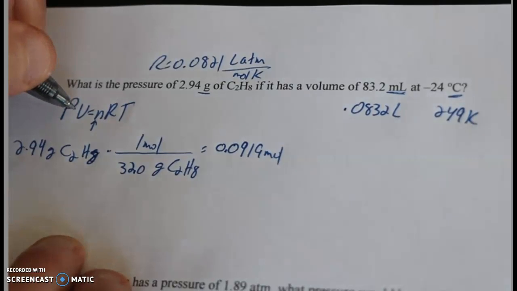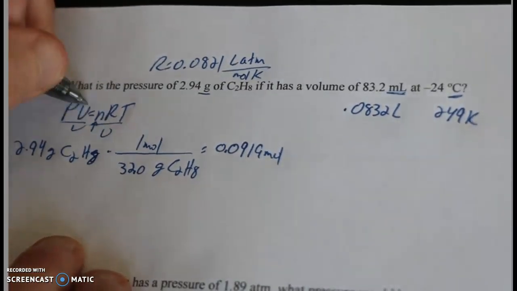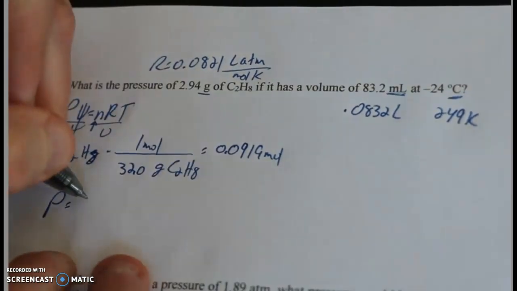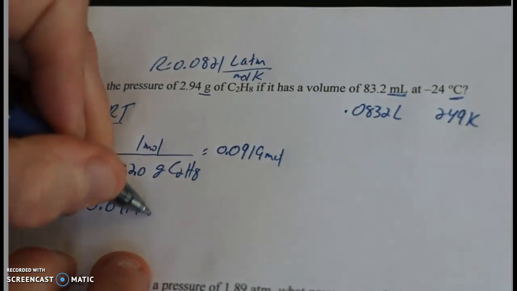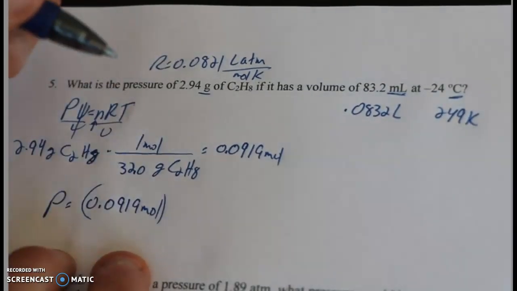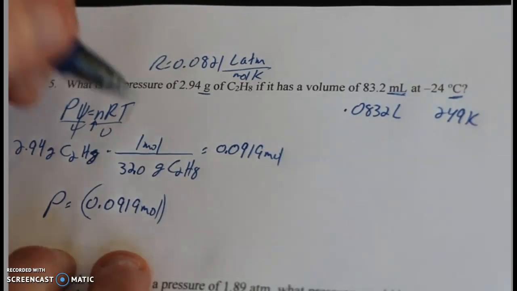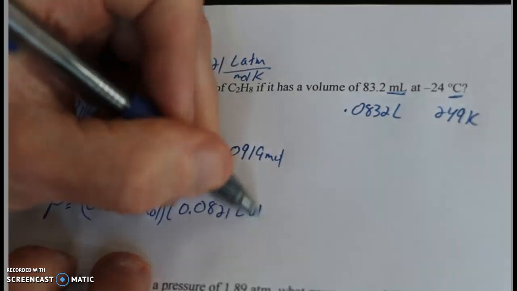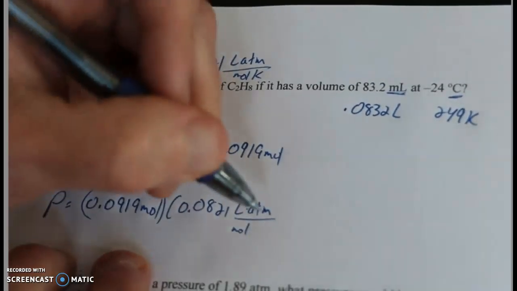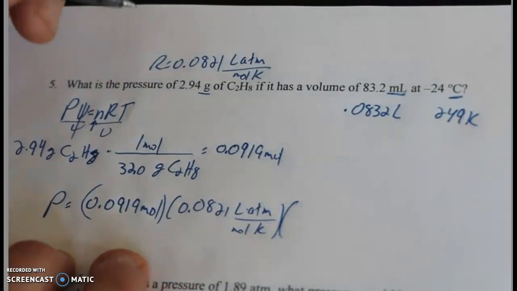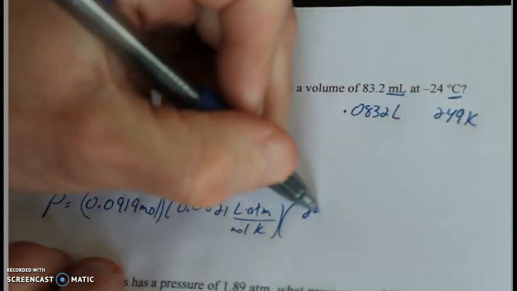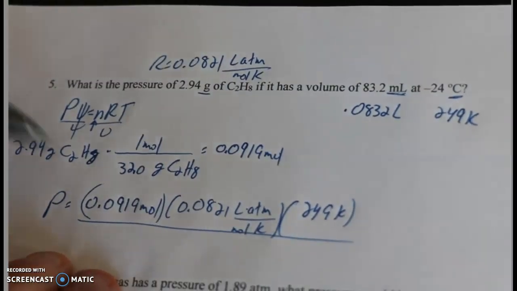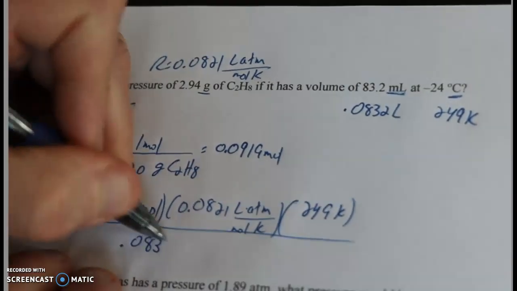So what I want to do is divide both sides by volume to get that pressure by itself on the left. So I'm going to have pressure equals this mole, 0.0919 moles. I'm going to have R, which is 0.0821 liters atmospheres per mole K. And it helps when you write the units in these problems because it'll let you know if you're setting it up right or not. So I always take the time to do that. I think it's worth doing it like that. And the volume is 0.0832 liters.